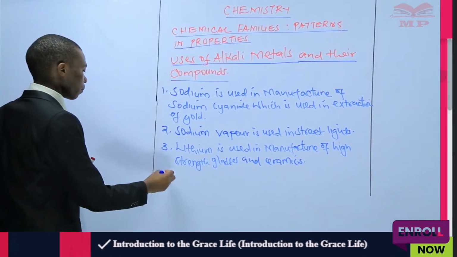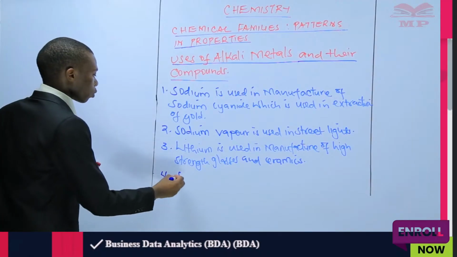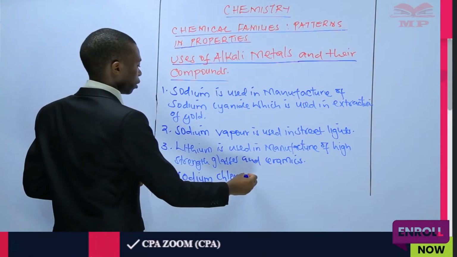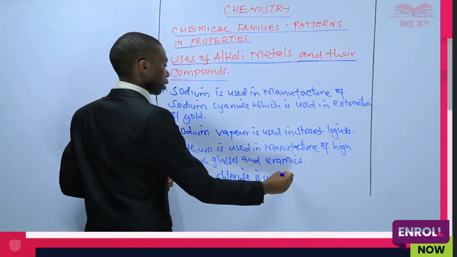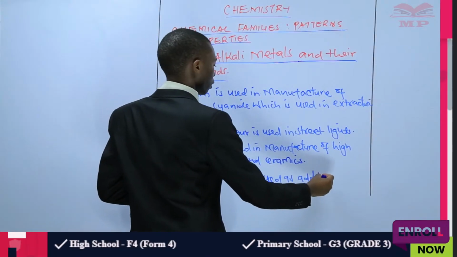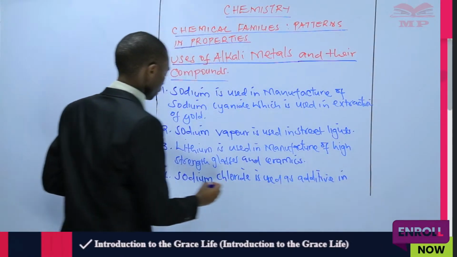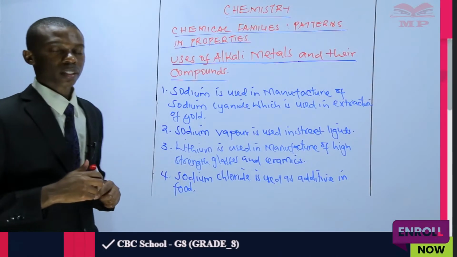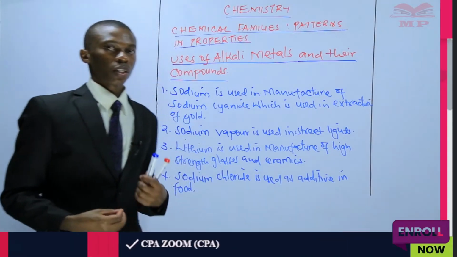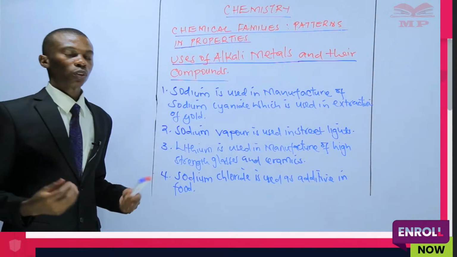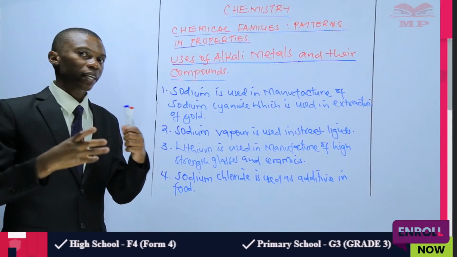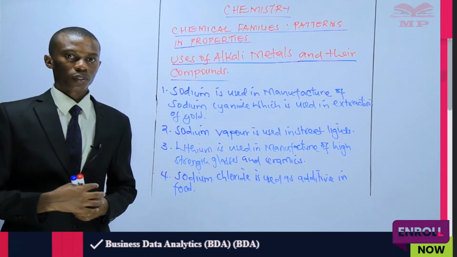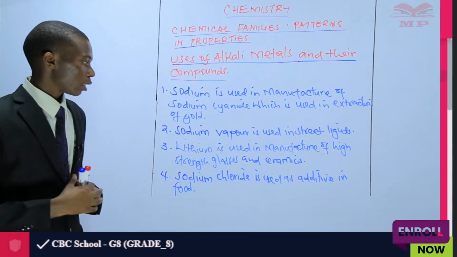Next, we have sodium chloride is used as additive in food. Sodium chloride is used as additive in food. It improves the taste of food. It is difficult to take food without salt because sometimes it doesn't have taste, and therefore you add sodium chloride to that food to make it a little bit tasty.